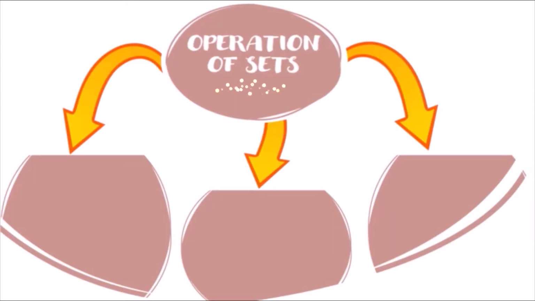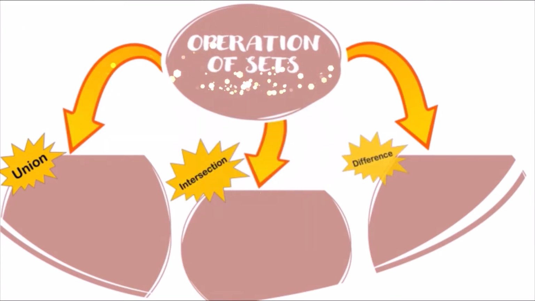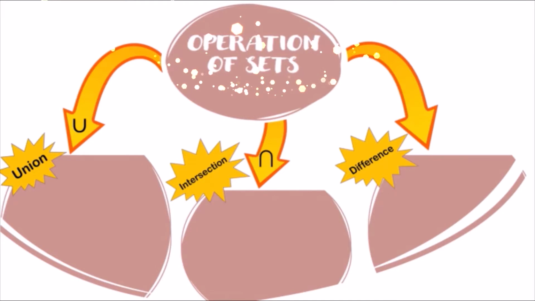Now, let's get started. In arithmetic, we have learned the 4 fundamental operations that help us combine numbers. And now, let's focus on some operations of sets. We have the union, intersection, and the difference. This is the symbol for union, and this is the symbol for intersection, and this is the symbol for difference.